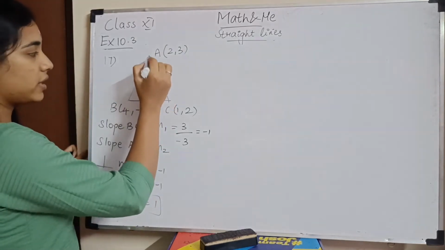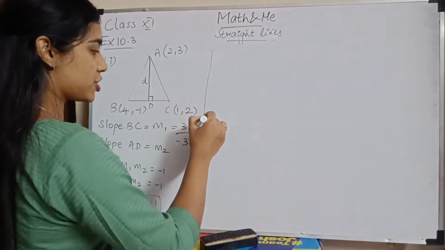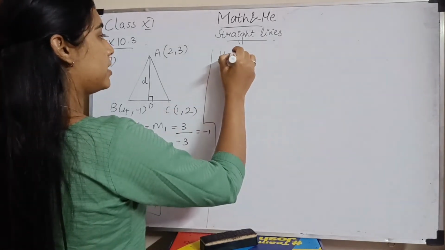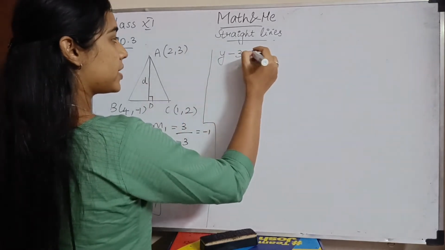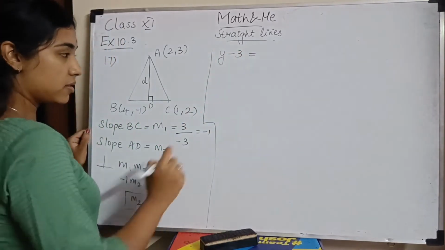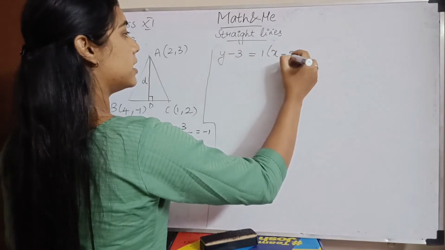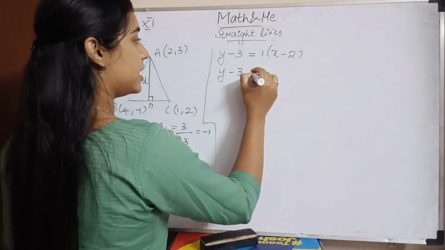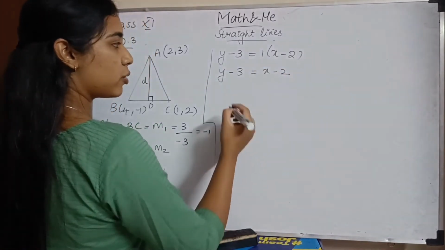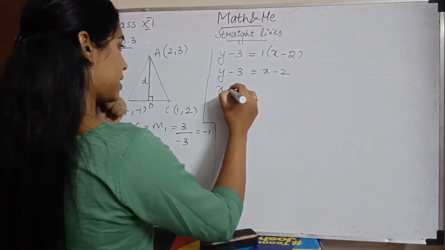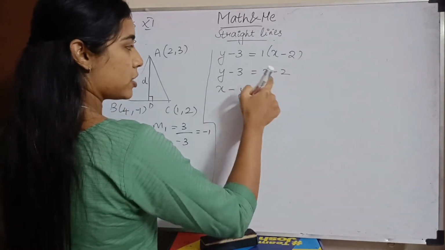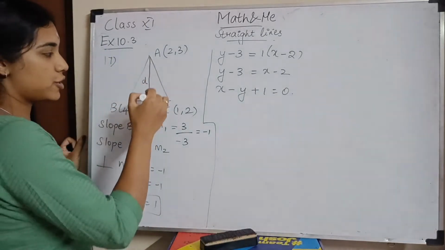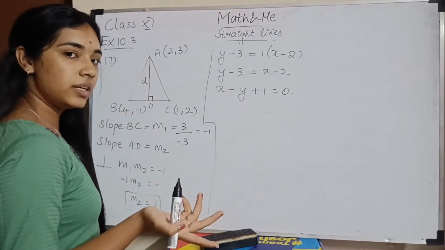So we know a point and we know the slope. So let us find the equation. The equation using point slope form is y minus y naught equals m times x minus x naught, which is y minus 3 equals x minus 2. Bringing everything to one side, I have x minus y minus 2 plus 3, which is plus 1, equals 0. So this is the equation of this particular line. So we found the equation.